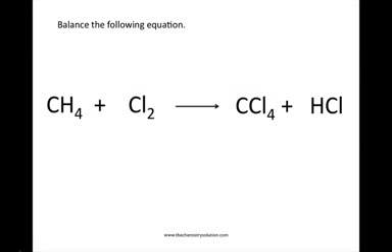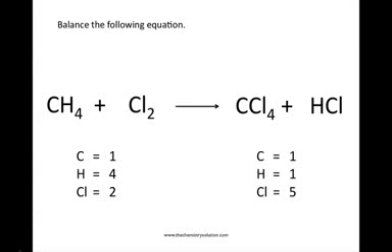Let's take a look at an example and try balancing this equation. Before we start, we're going to want to take an inventory of how many of each type of atom are on each side of our reaction arrow. So on the reactant side, we have 1 carbon atom, 4 hydrogen atoms, and 2 chlorine atoms. On the product side of our chemical equation, we have 1 carbon atom, 1 hydrogen atom, and 5 chlorine atoms.